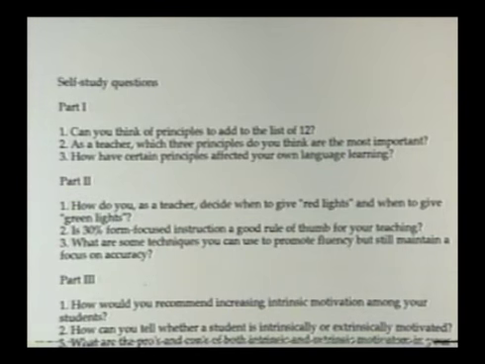There are a number of possible principles that one would be able to add to this list and possibly subtract some. As a teacher, number 2, which 3 principles do you think are the most important for your context? And question 3, how have certain principles affected your own language learning? And you might want to do a little journal and go back to your own language learning and think, well, how did intrinsic motivation drive me, or extrinsic? How is meaningful learning important? How did I achieve automaticity? So think about those questions as self-study, self-contemplation possibilities.